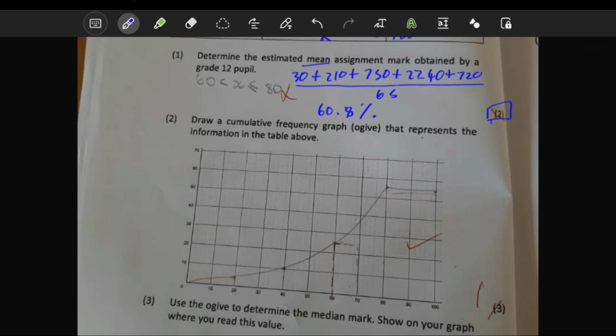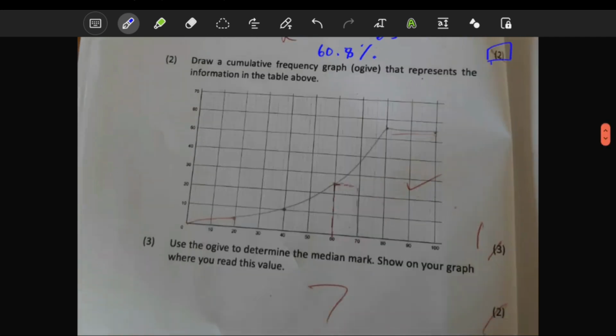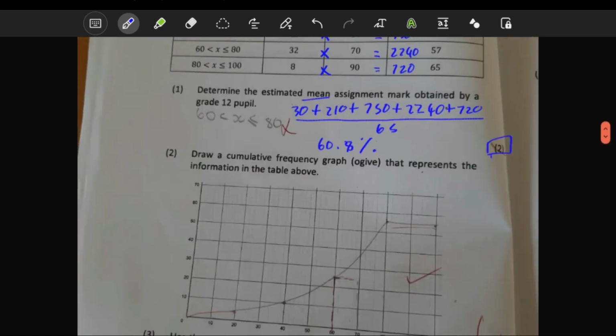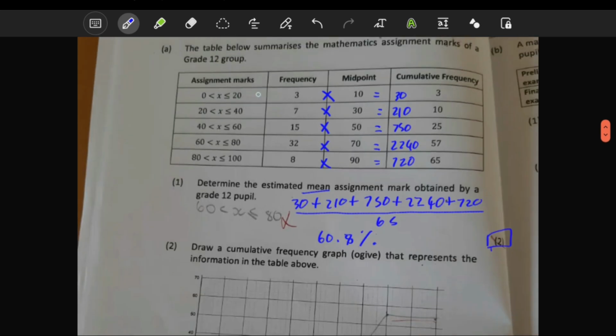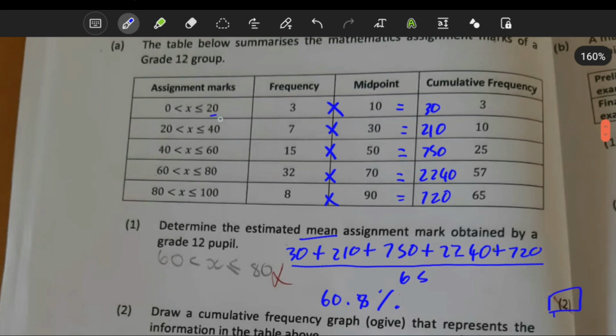Yeah, so here it says draw a cumulative frequency graph, which is an ogive, that represents the information in the table below. So the idea with drawing an ogive is our lines always have to be smooth, and we know that drawing our ogive, we always have to use these ends here, like we always use the 20, 40, 60, 80 and the 100, and then we use it together with your cumulative frequency column, you see.